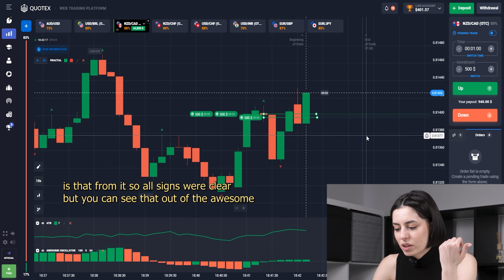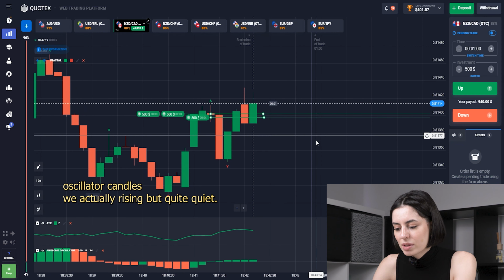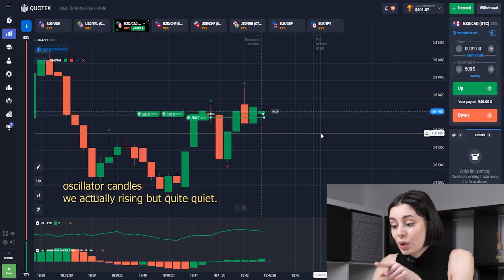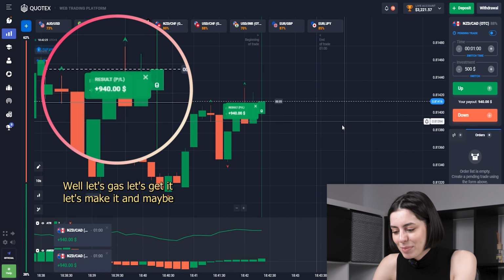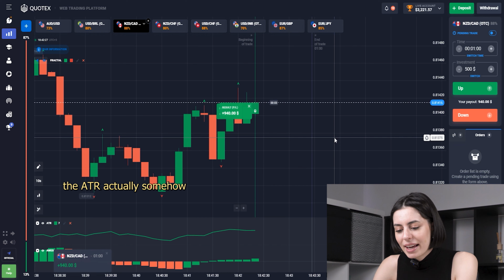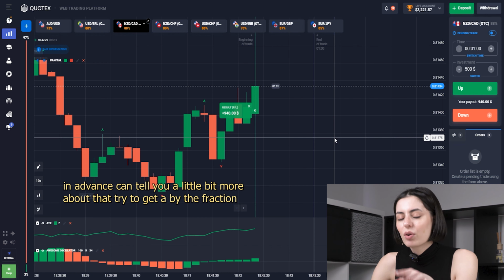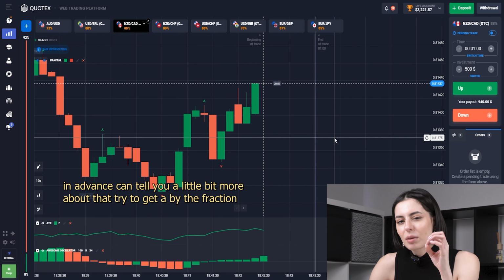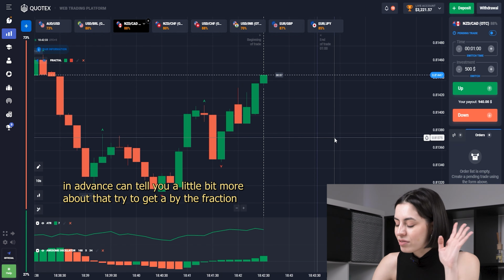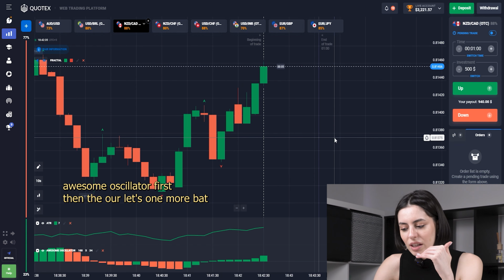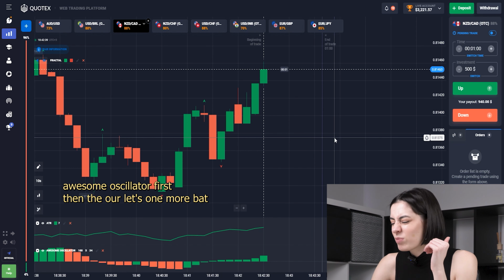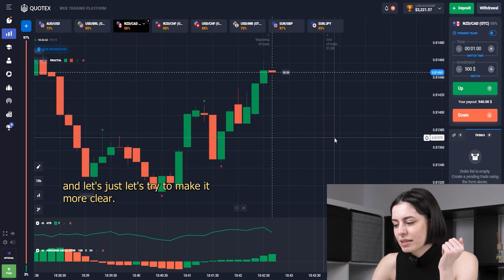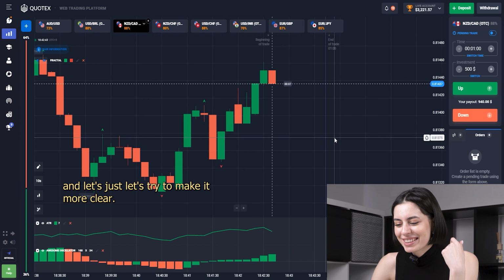So all signs were clear, but you may see that out of the awesome oscillator candles, we are actually rising, but quite slowly. Let's get it, let's make it. And maybe the ATR actually somehow in advance can tell you a little bit more about that strategy. Forget about the fractal. Awesome oscillator first, then the ATR. Let's do one more bet and let's try to make it more clear.